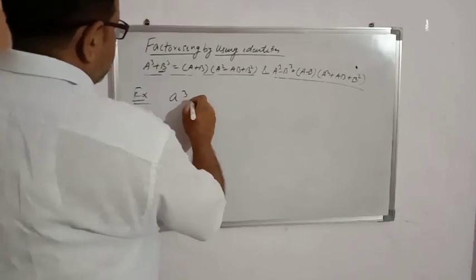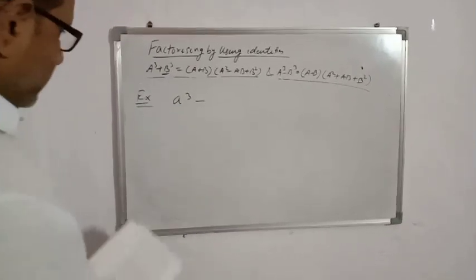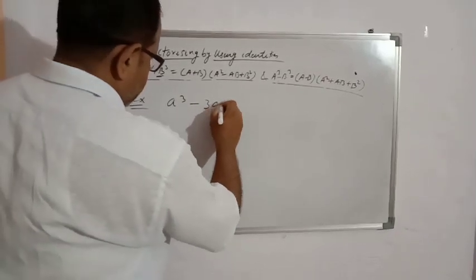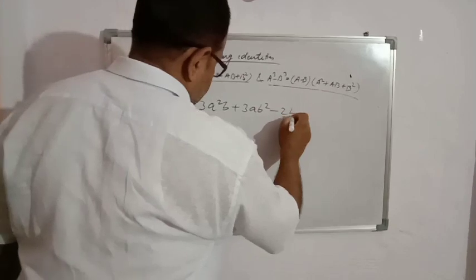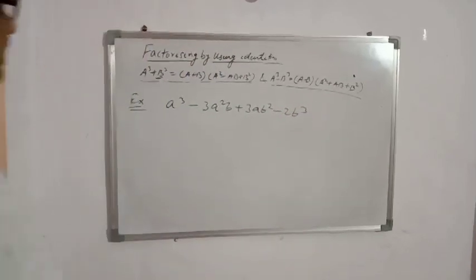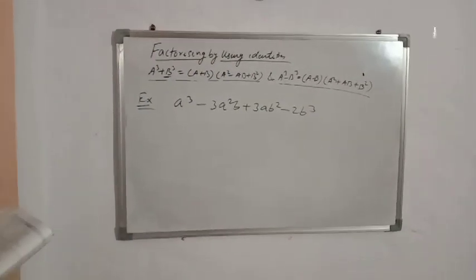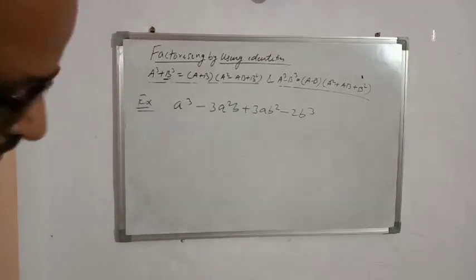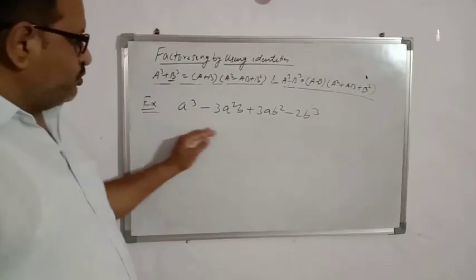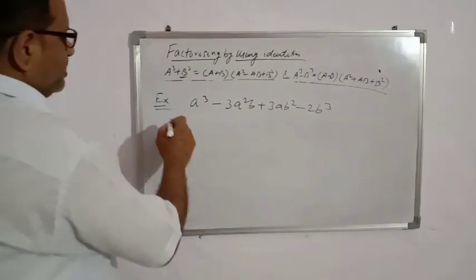a cube minus 3a square b plus 3ab square minus 2b cube. We have to factorize it. See how we will do it.